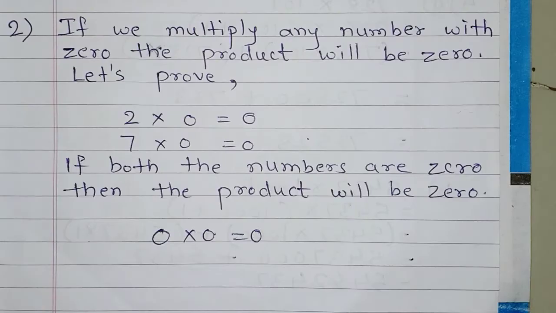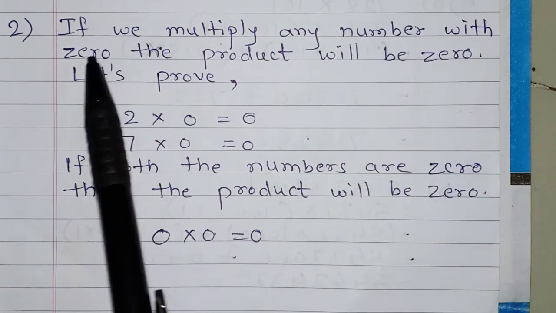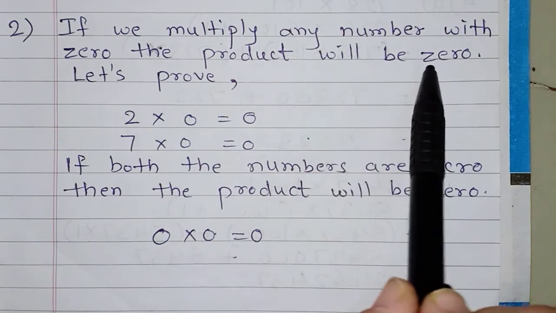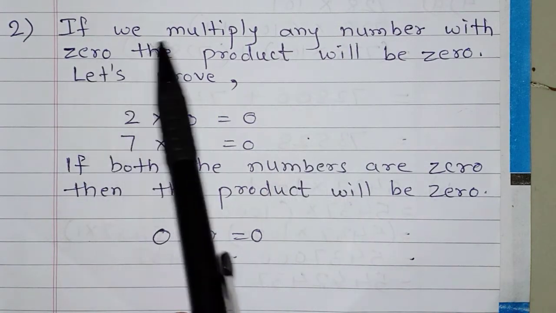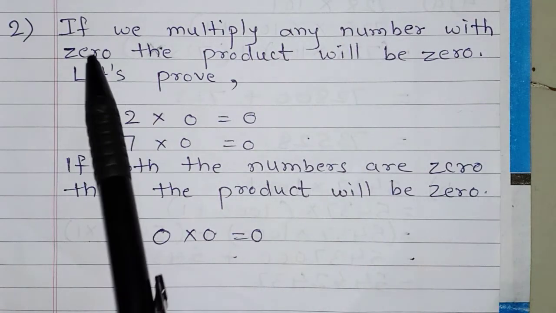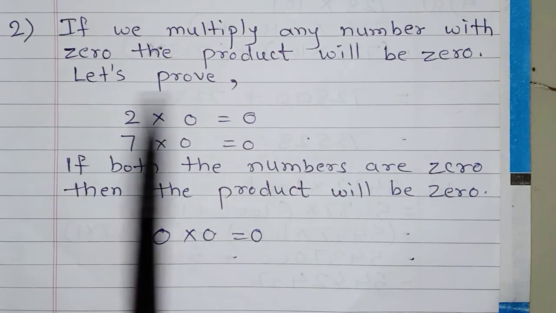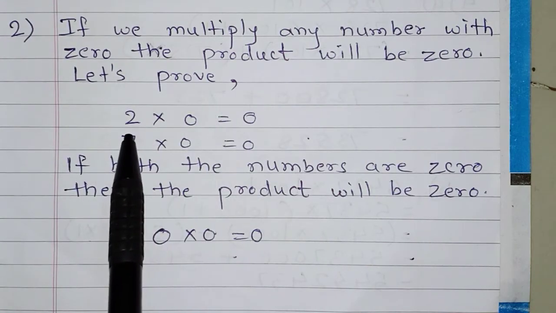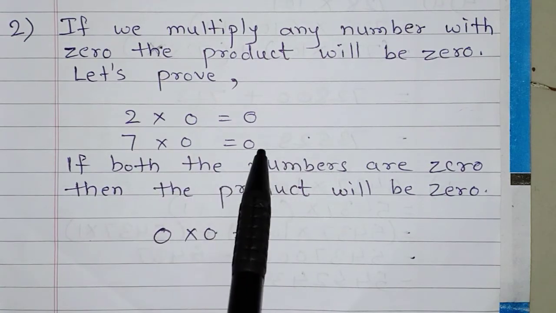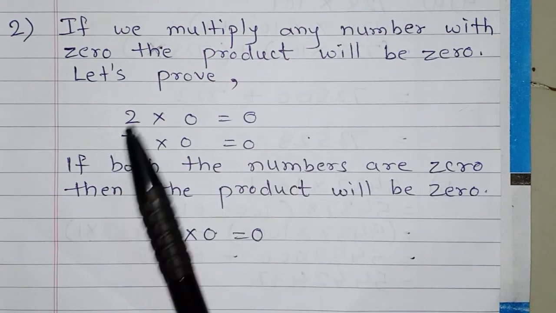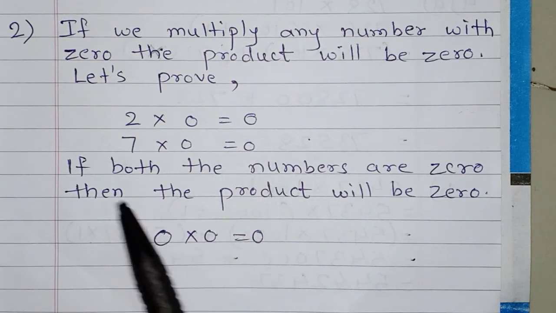Let's check. Now, if we multiply any number with 0, the product will be 0. Any number means whole number. So, if we multiply a whole number with 0, the product will be 0. Let's prove this. I have taken 2 as a whole number. 2 into 0 gives me the answer 0. 7 into 0 gives me the answer 0. So even if one number is a whole number and the other number is 0, we get the answer 0.